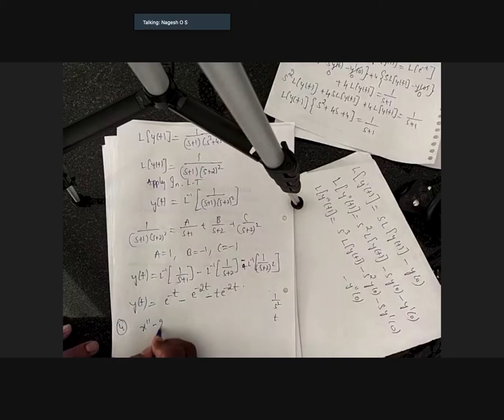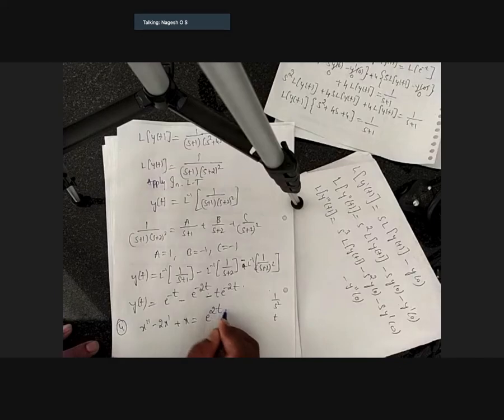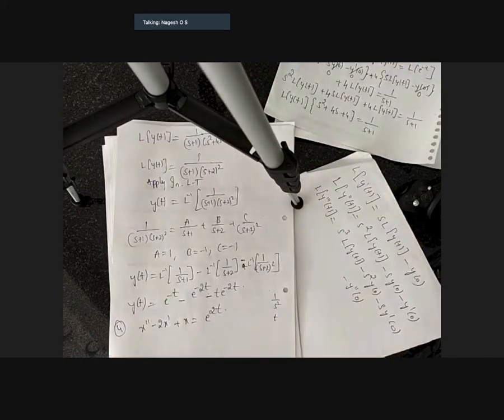x double dash minus 2x dash plus x equal to e power 2t. It is similar to the previous one. There we had y double dash, here you will have x double dash. That's all. Other than that, everything is the same. Try this. I'll write the answer.